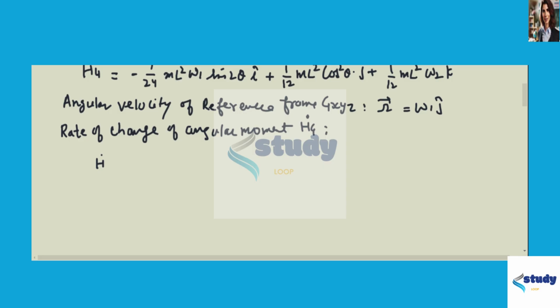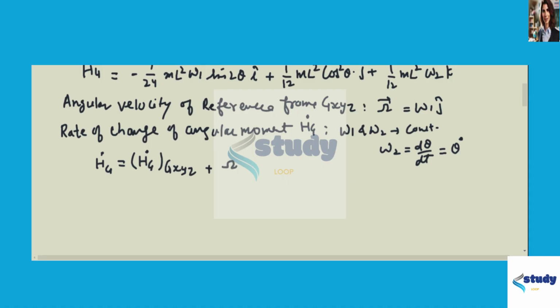note it down that omega 1 and omega 2 are constant, but omega 2 is d theta by dt, that is theta dot. So H dot G, you will find, is H G in the reference frame G x y z plus omega cross H G.